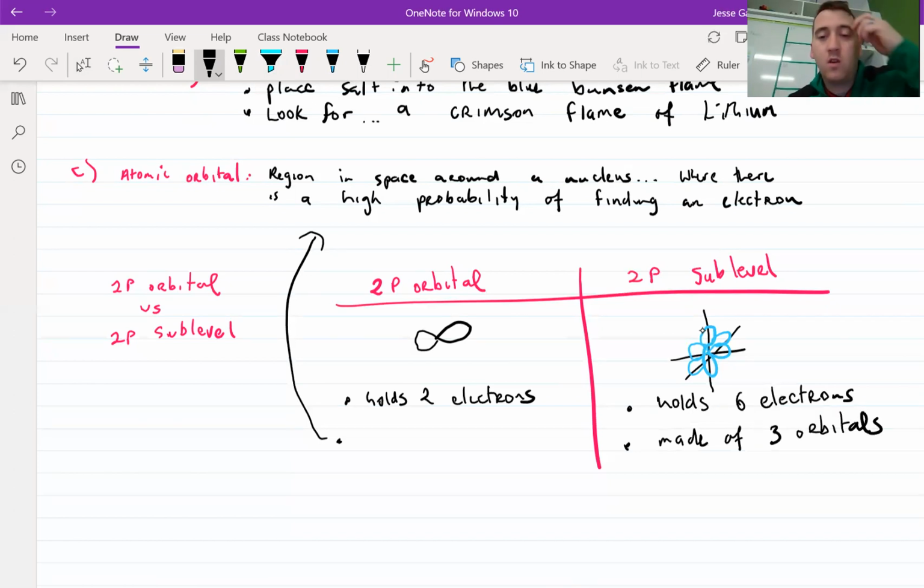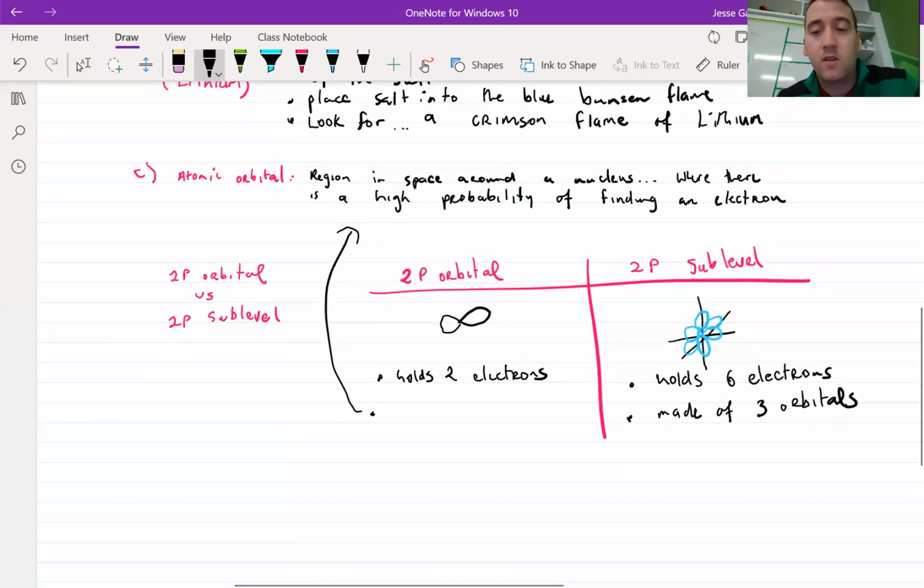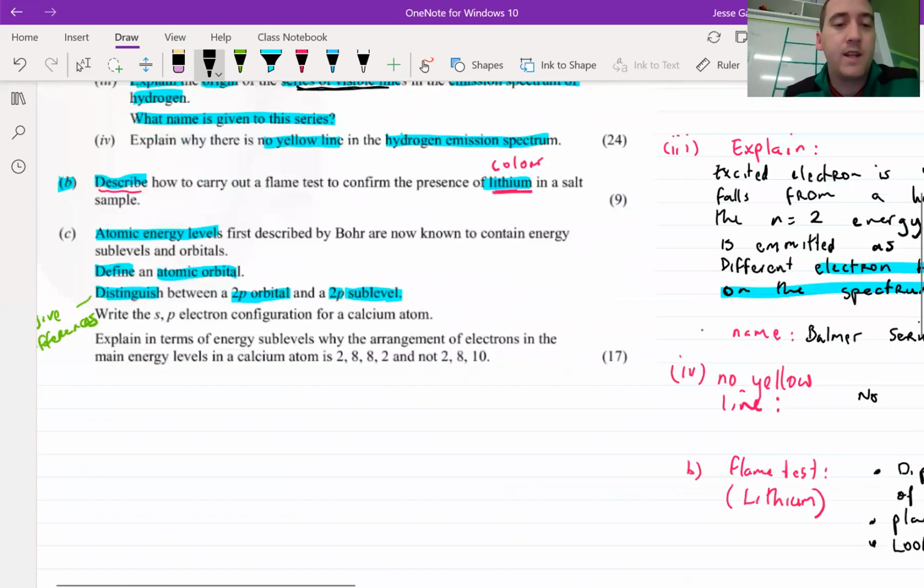We've got loads and loads of detail there. I've got more than enough to get the marks, okay? You've got that stuff there. All right, let's look at the next bit.